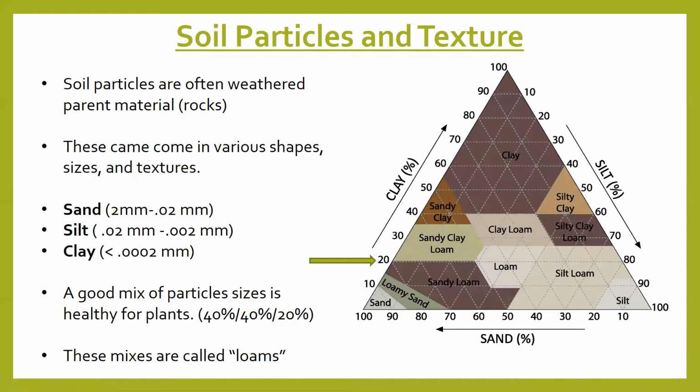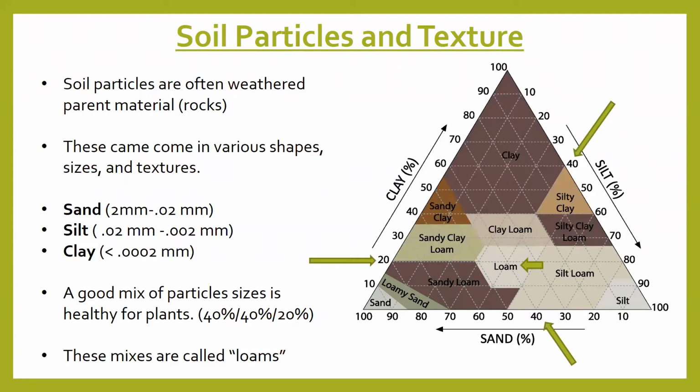20% clay uses the lines running horizontally, so all the clay lines run across the triangle horizontally. We find the 40% in our silt category, and those lines run from the top right, down, and left. Basically the same direction that the arrows are facing. Whereas sand, 40% here, goes from the bottom right towards the top left. And if you find the intersecting point where each of these lines meet, you'll see that they exist at the loam.